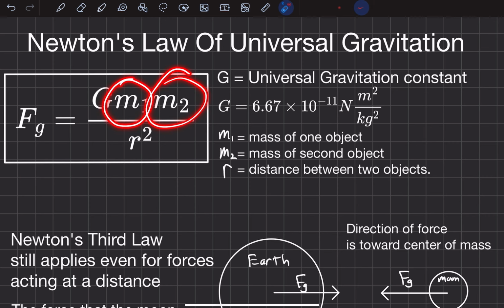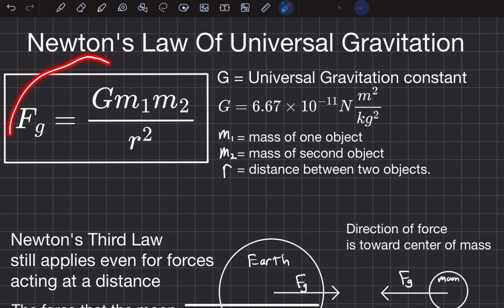So we have one mass times the other mass, and then we're dividing all of that by r squared. Now, r is the distance between the two objects, measured from their center of mass. So you measure distance between two objects from their center of mass, and that is the r value here.